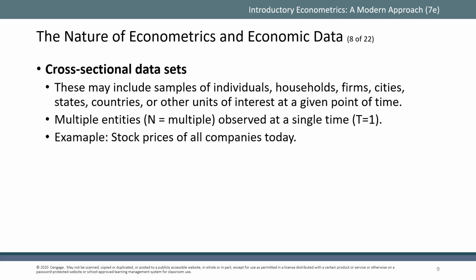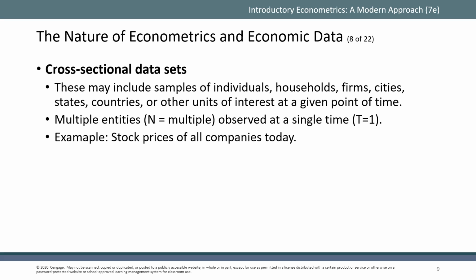If you look at the data, you have to ask two questions. What is N and what is T? N is the number of entities in the data set. If you know that there are multiple entities in the data set, then you ask yourself, what is T in this data set, which is the time dimension? And if T is 1, then you know that it is cross-sectional data.